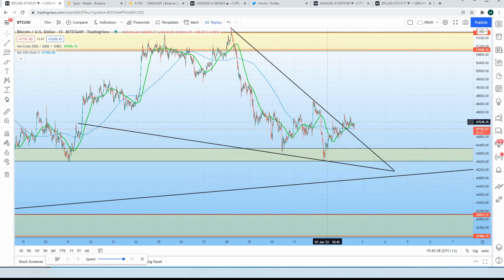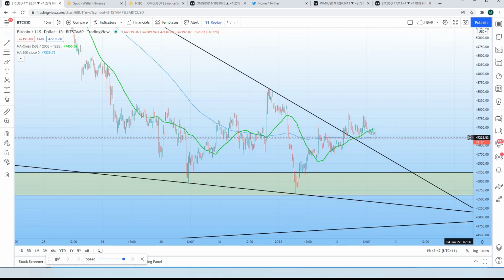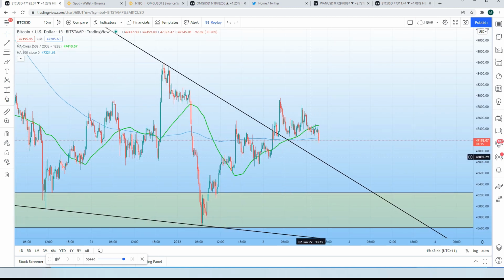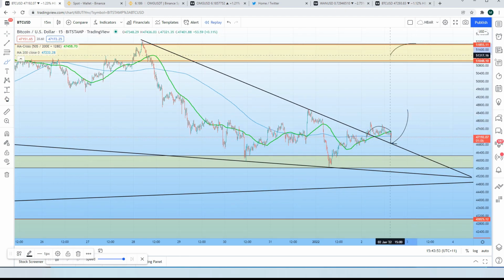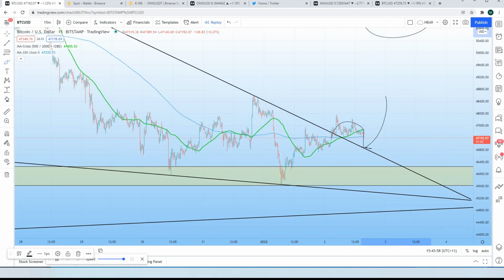We did have that breakout. We see we've found resistance, we broke out, and what we're looking for here is a retest of this support line now. But this is now our support, a retest of our support and a continuation upwards. This will be bullish. If that happens, our target is between 51,000 and 52,000. That would bring a lot of hope in the market.